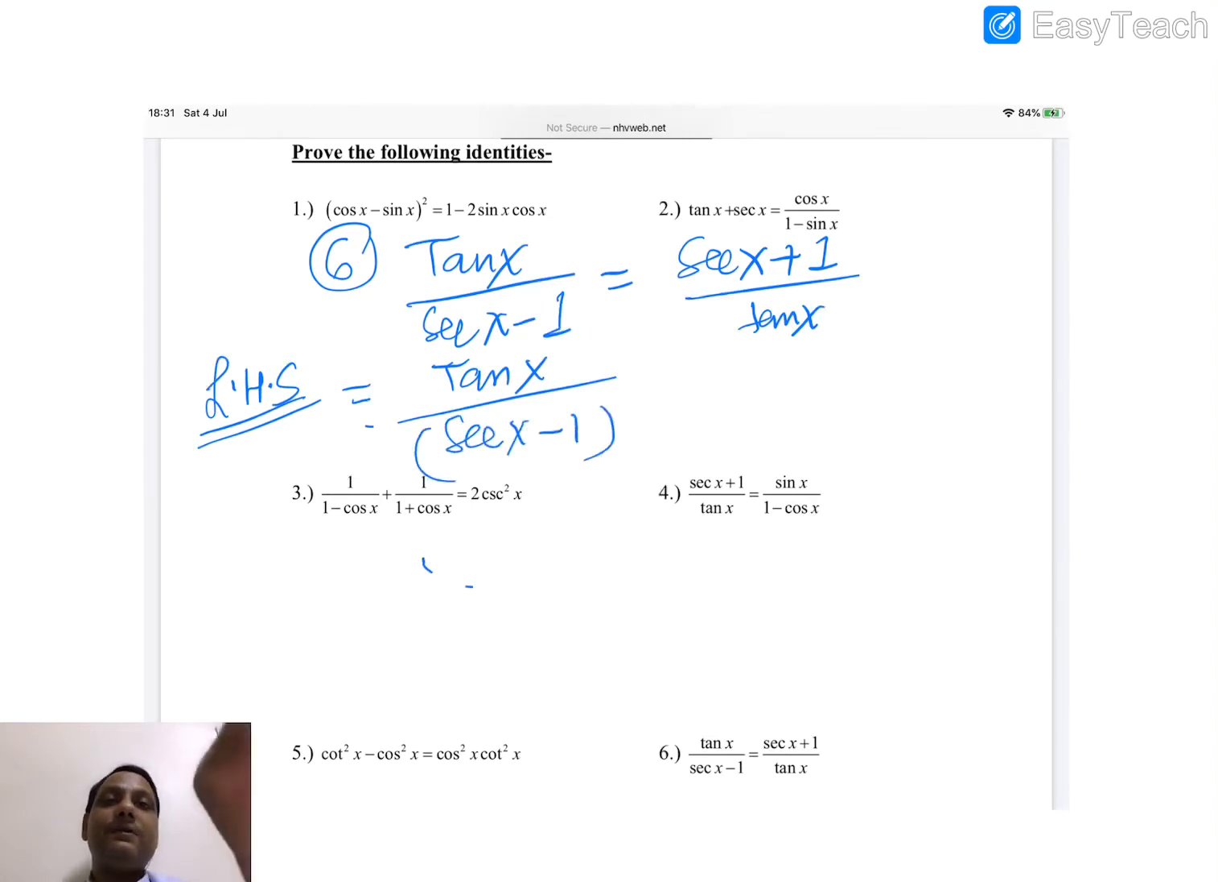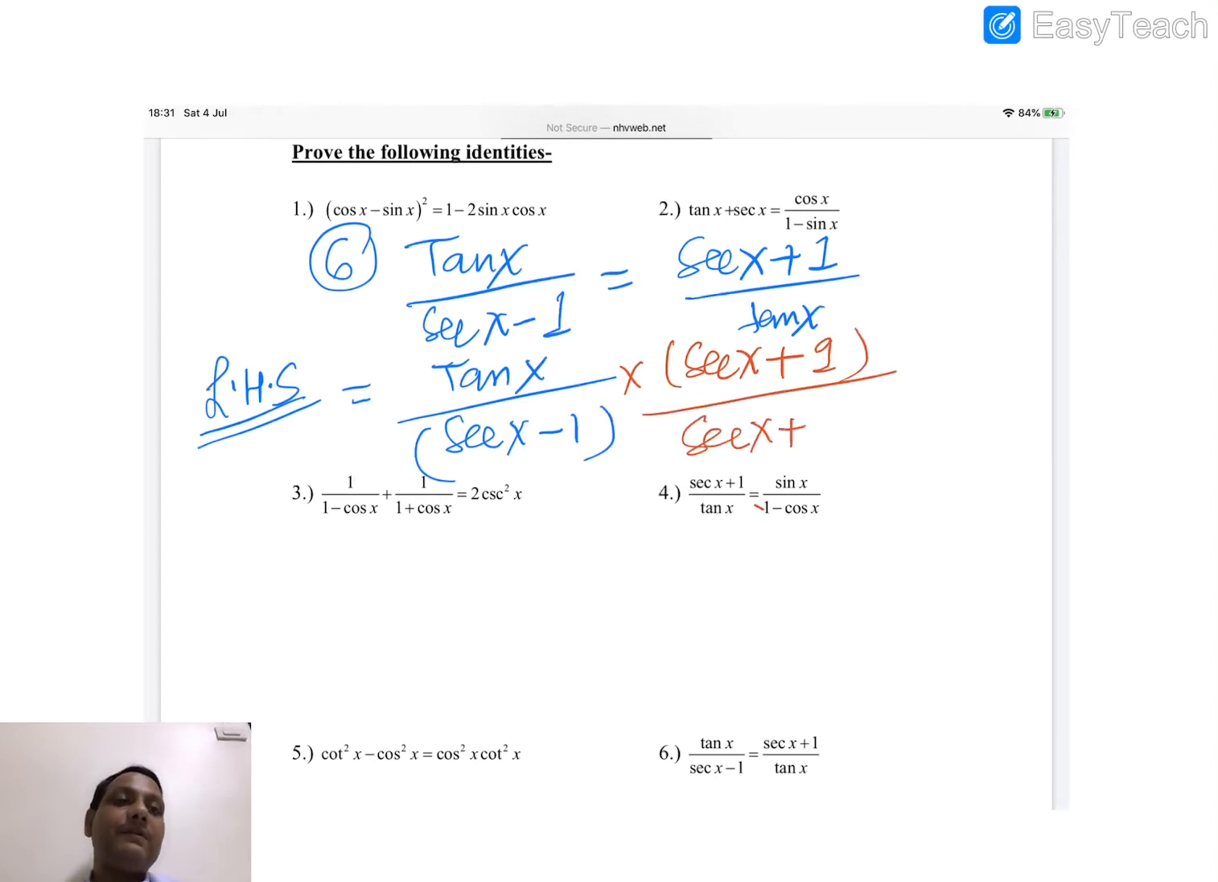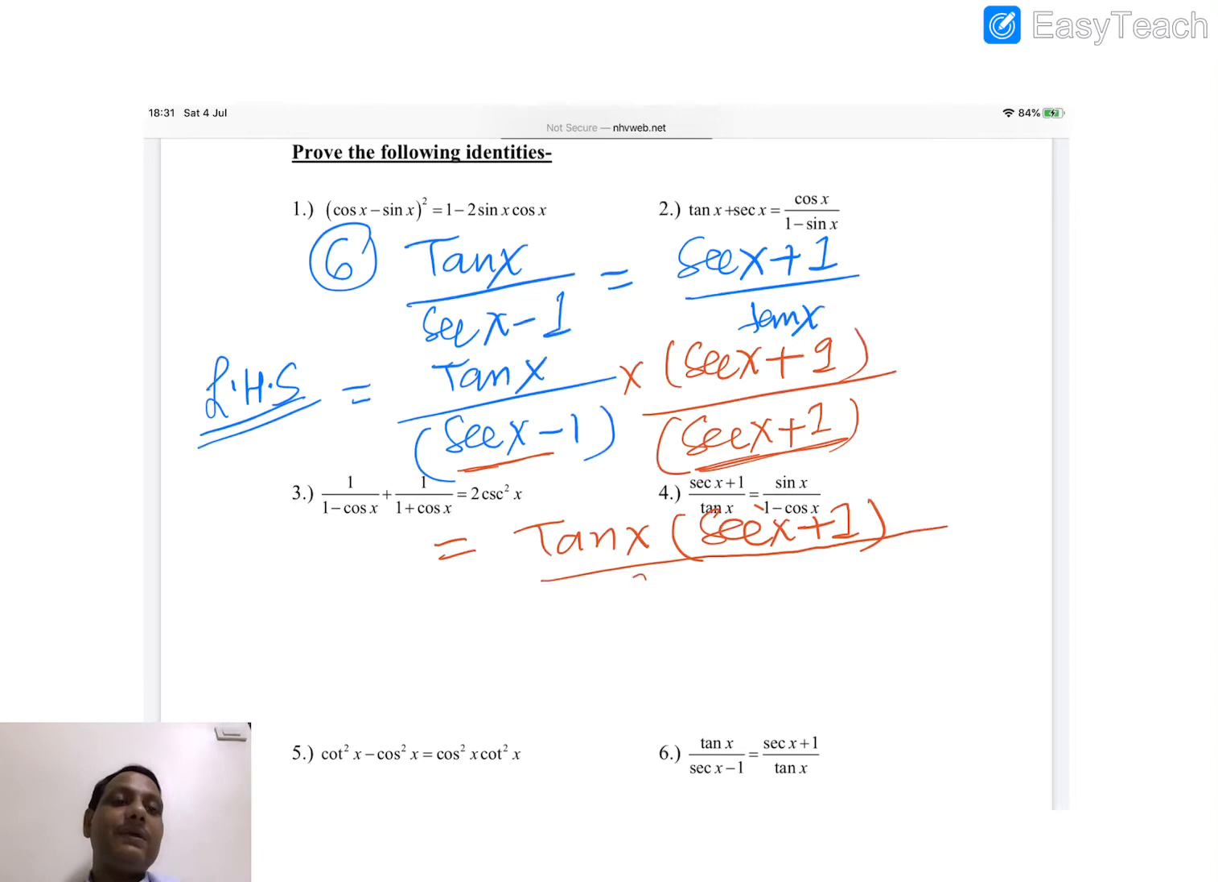To do conjugate multiplication, here I am using sec x plus 1, because I need to get a plus 1, and down is also the same, sec x plus 1. As you all know, I will keep the same tan x on top and sec x plus 1, and the whole thing is divided by the sum and difference formula: (a minus b)(a plus b) is a square minus b square. For that reason it is going to be sec square x minus 1.